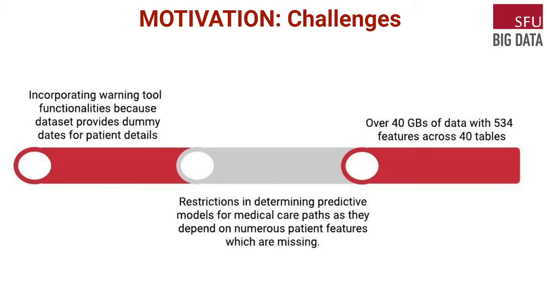Care paths for patients vary significantly from individual to individual, and we are being restricted on suggesting them to newly admitted patients as they depend on a lot of other patient demographics which the dataset is missing. Extracting useful features manually or through algorithms has been challenging as it is a massive dataset with over 40 gigabytes of data, 534 features which are present in 40 different tables.